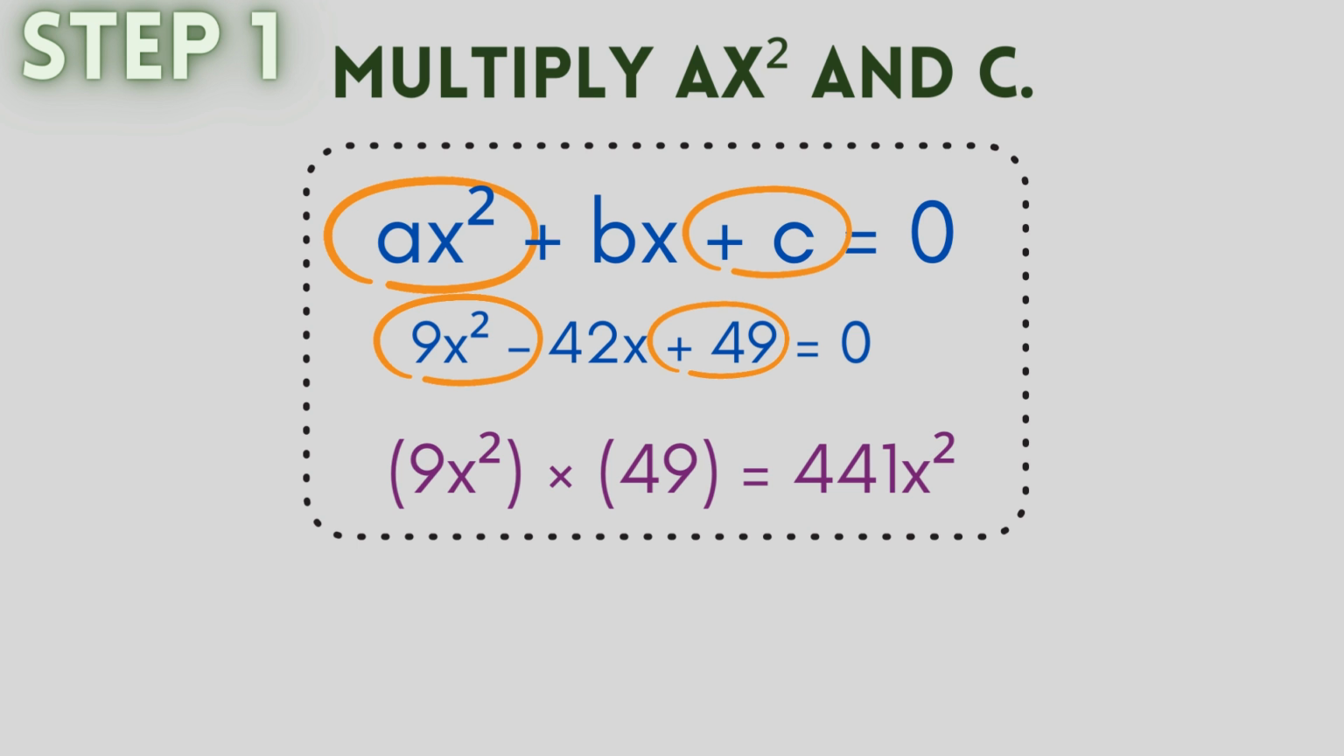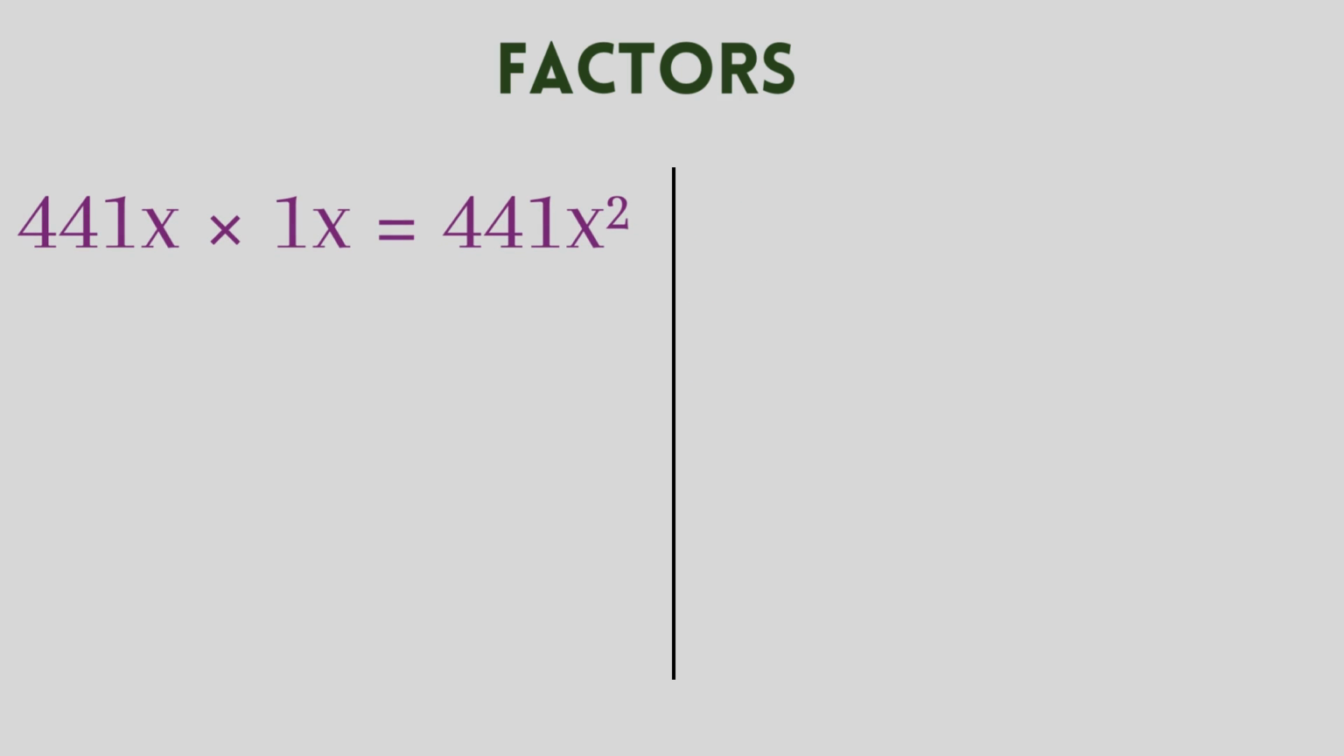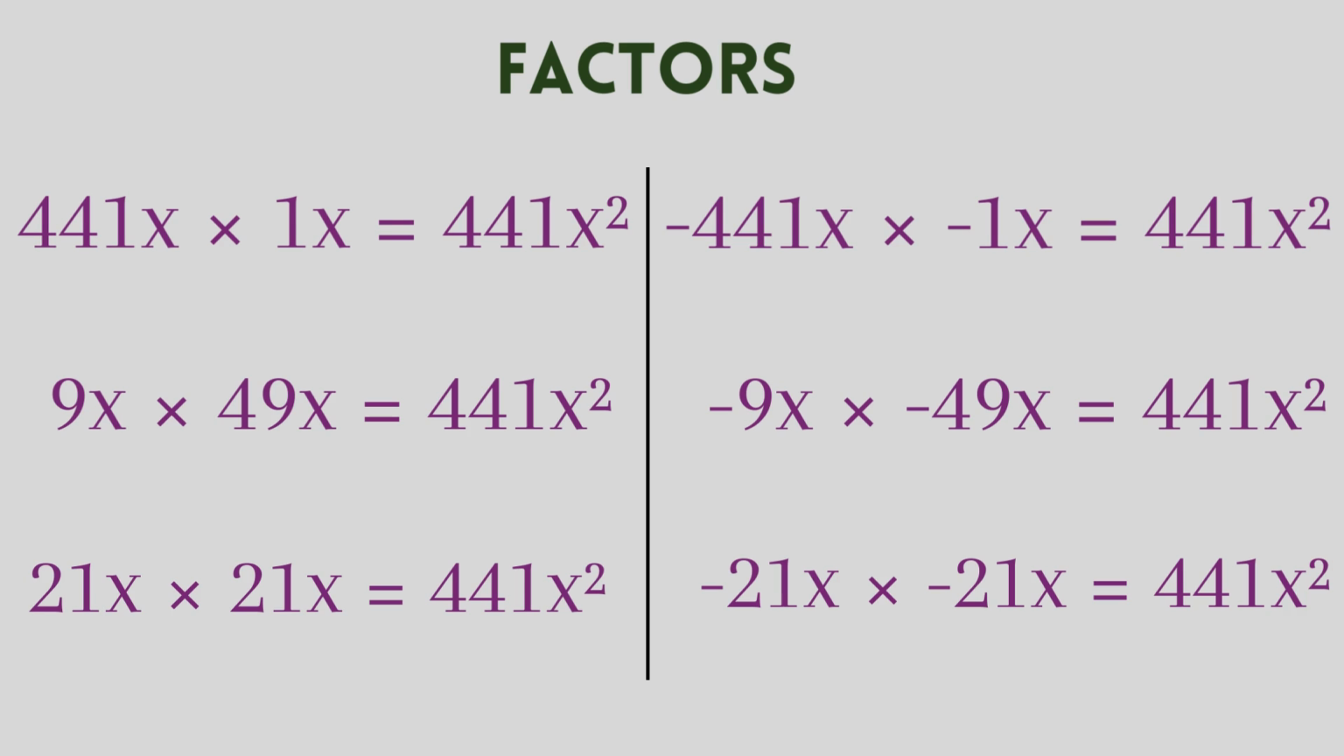To understand, let us take 441x square and find its factors. Some of its factors are 441x and 1x, 9x and 49x, 21x and 21x, minus 441x and minus 1x, minus 9x and minus 49x, minus 21x and minus 21x. All these combinations when multiplied give us 441x square as the result.